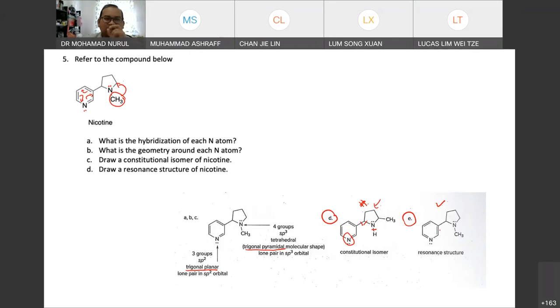Be careful when you put a charge. You have to calculate the formal charge carefully. Don't simply put a plus. I just want to put plus and minus and it becomes neutral? No, it's not like that. This is only one resonance structure.